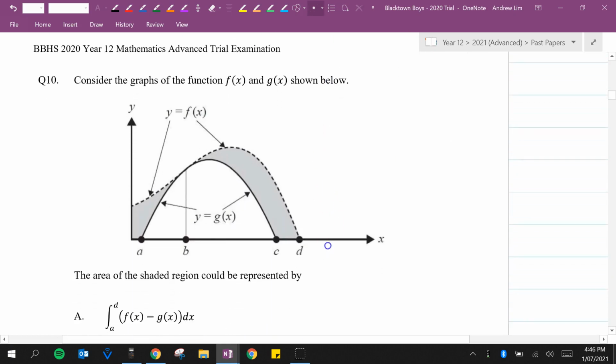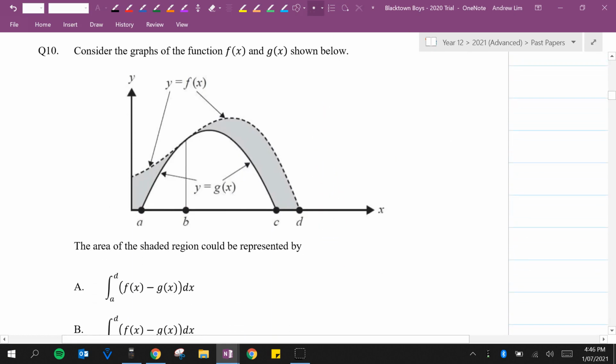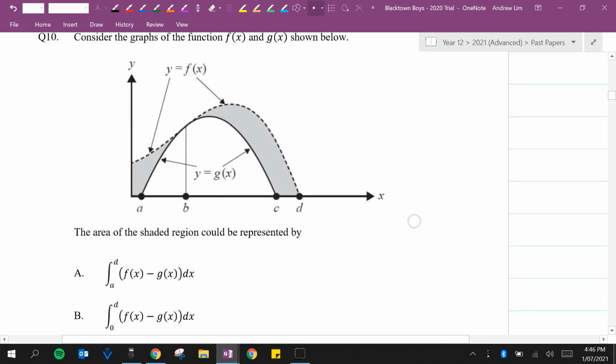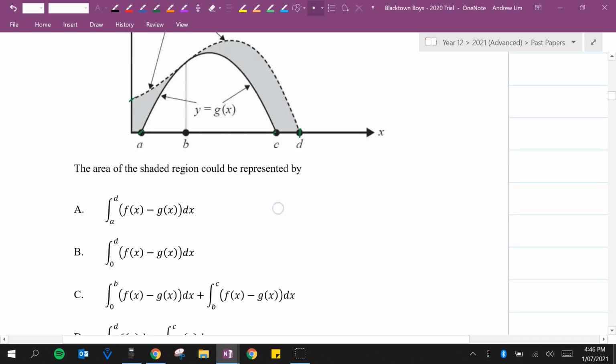Okay, and last multiple choice question. Consider the graphs of the function f of x and g of x shown below. The area of the shaded region could be represented by which of the following? So whenever we want to find the area, it's always top curve minus bottom curve. But we can see here that the top curve starts when x is 0 and ends when x is d. And the bottom curve only starts when it's at a and ends at c. Okay, so it is not B.